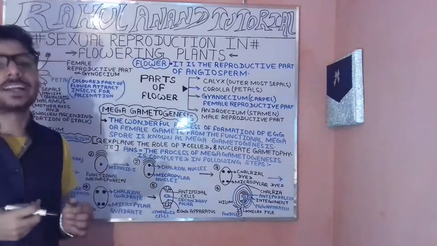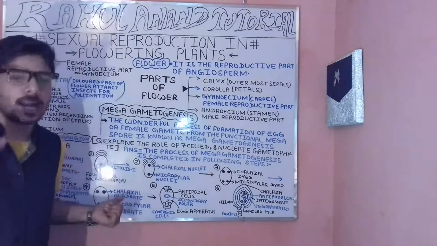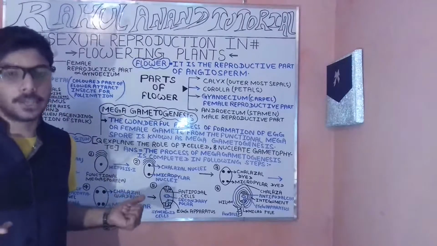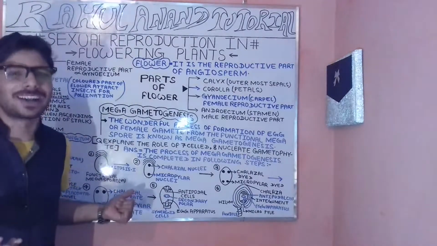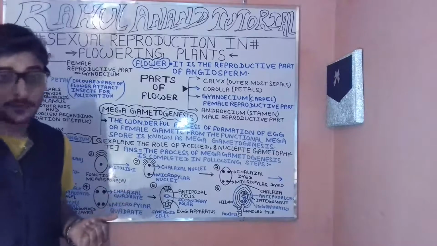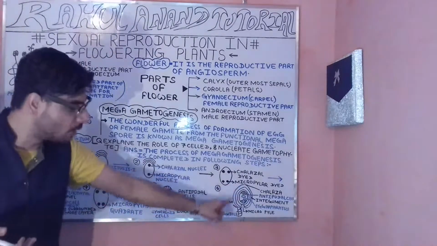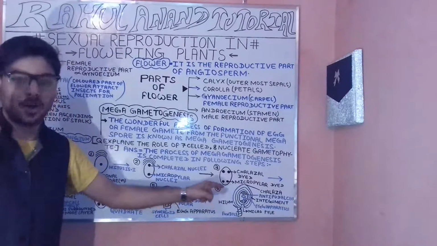So when we are talking about the funicle, these are the stalk-like structure as well as the point of attachment, the junction or the link between what? Between the ovules as well as the placenta. So you are very clear about the ovules. So this structure will be coming under nothing else but the ovules case.